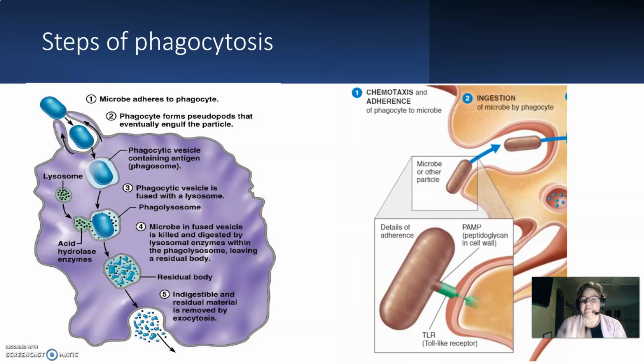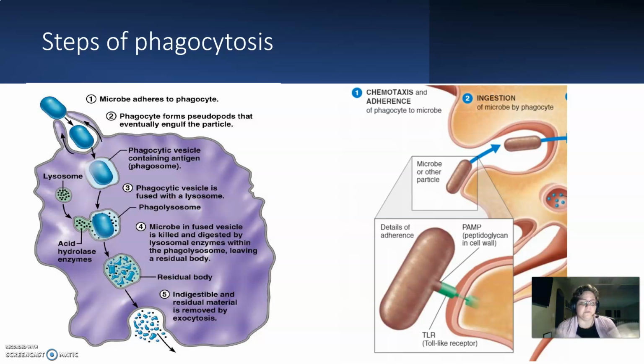How they're recognized on the microbes, this is the adherence part, or the attachment. It's facilitated by these pathogen-associated molecular patterns, or PAMPs. You can see right here, PAMP. It's in the peptidoglycan of the cell wall of the microbe. And then in the cell wall of the phagocyte, there are toll-like receptors. So it's like that lock and key mechanism, right? They attach, and once that adherence happens, that triggers the phagocytosis to start.